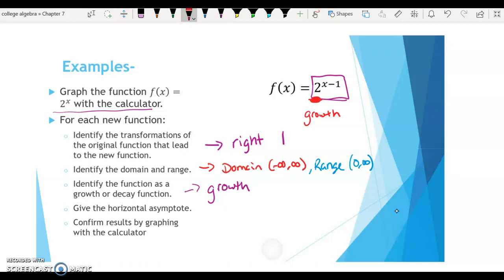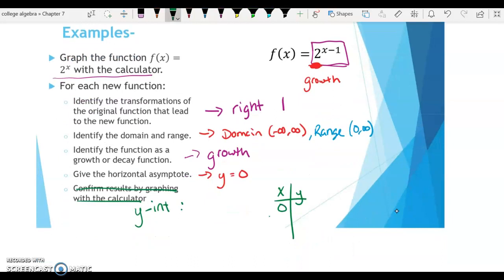Horizontal asymptote is still going to be at y equals 0. The last thing I want you guys to do, instead of confirming it, which you are going to do anyways because you're graphing it, is your y-intercept. So you can make a t-chart to find your y-intercept. Right, if x is 0, what is y going to be?